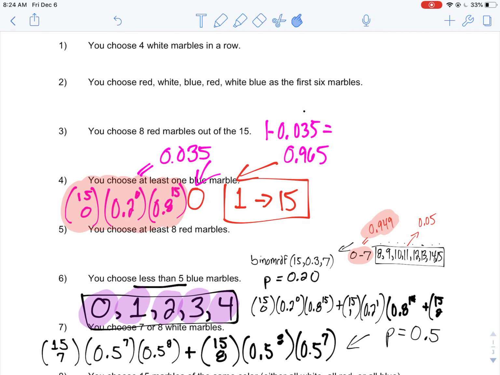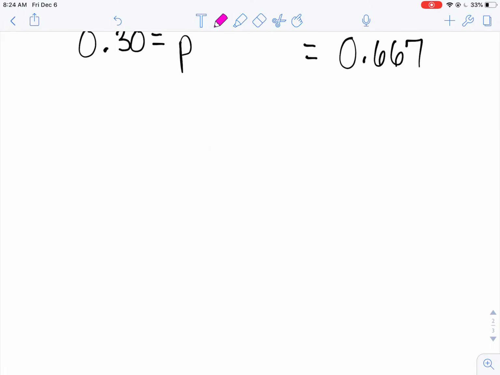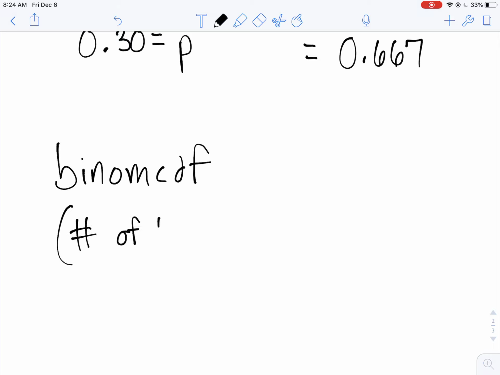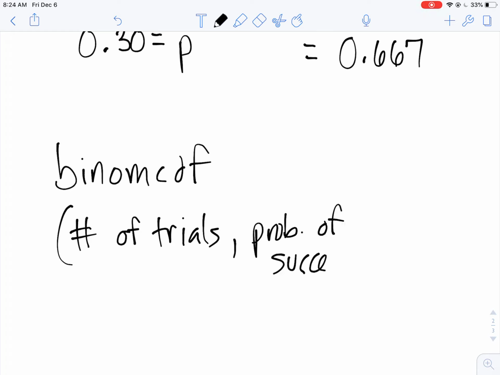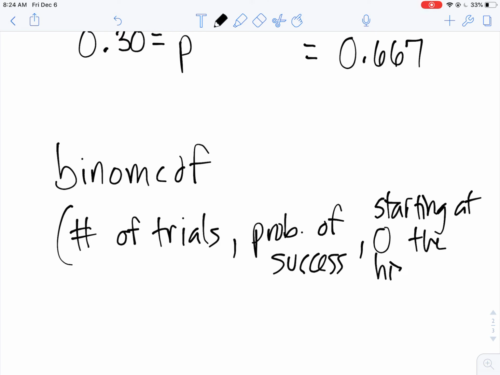And remember, Binomcdf, I'm going to write that here. This function, what it does is you give it the number of trials, you give it the probability of success, and then, starting at 0, the highest number of combinations you need.